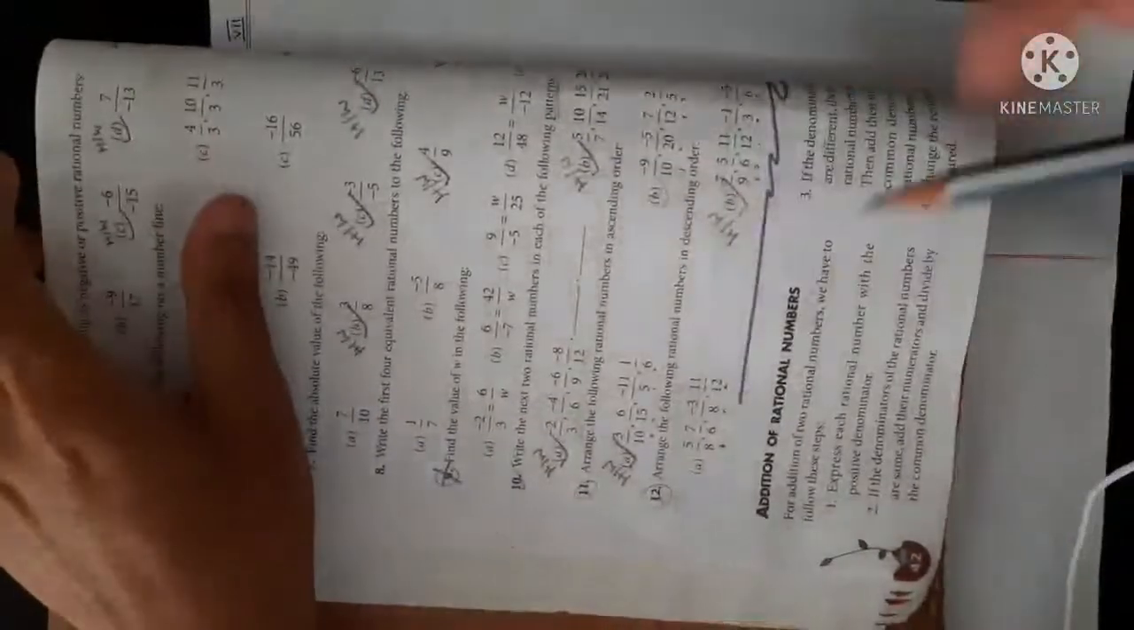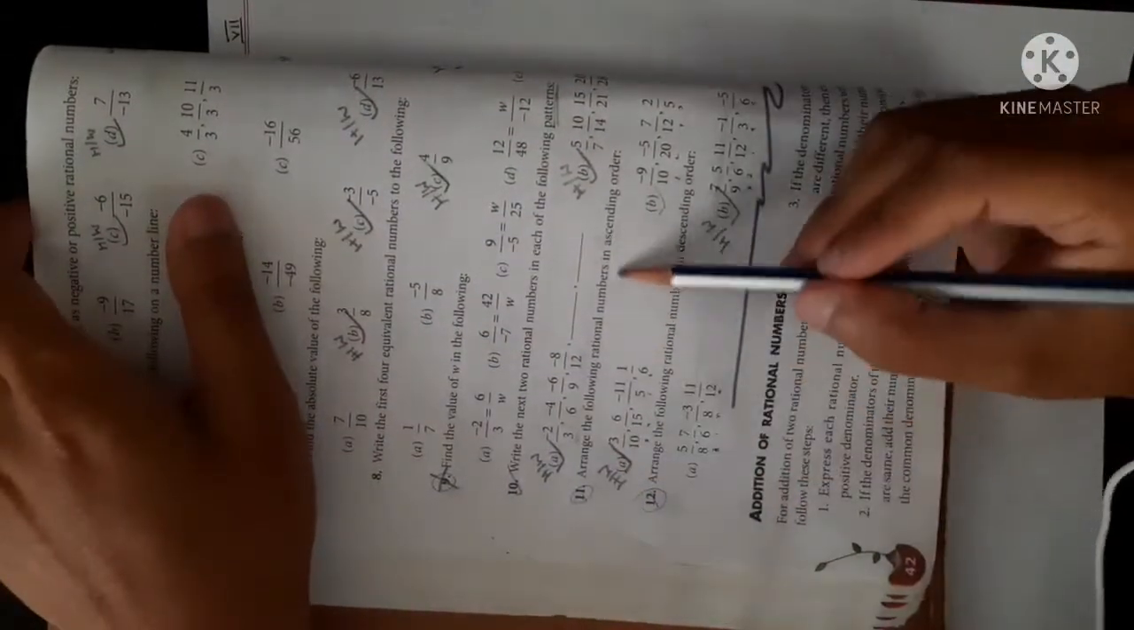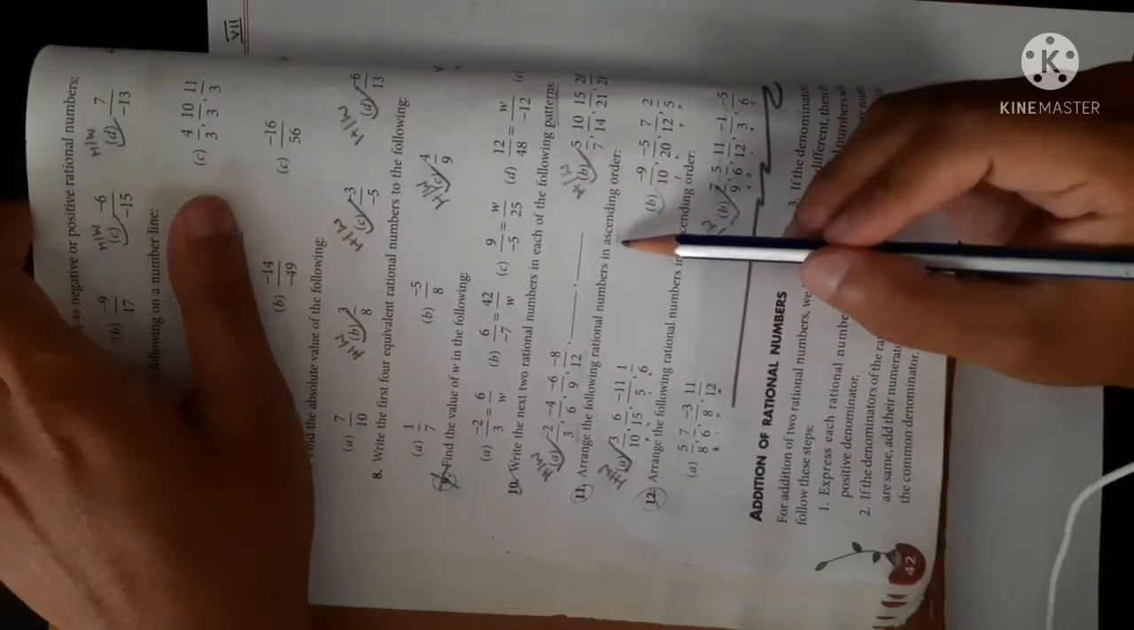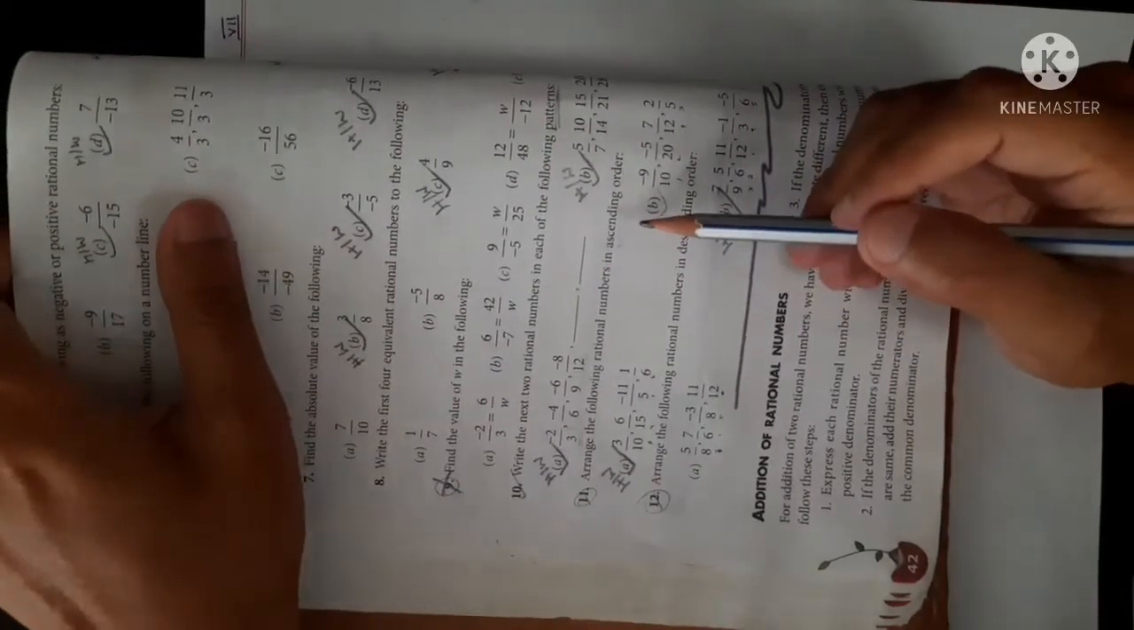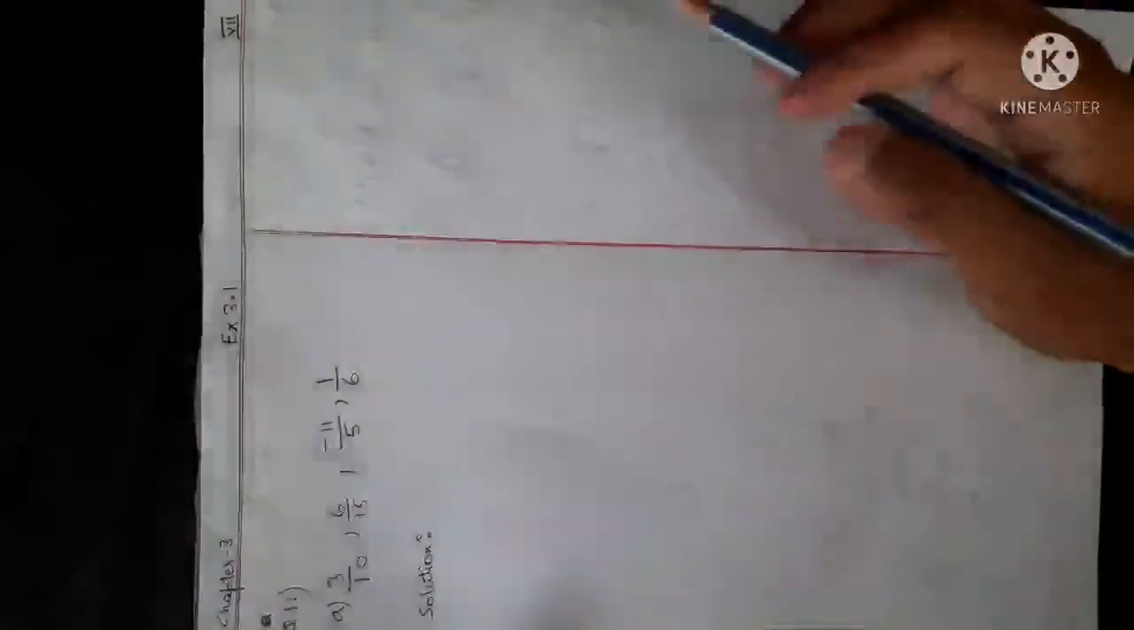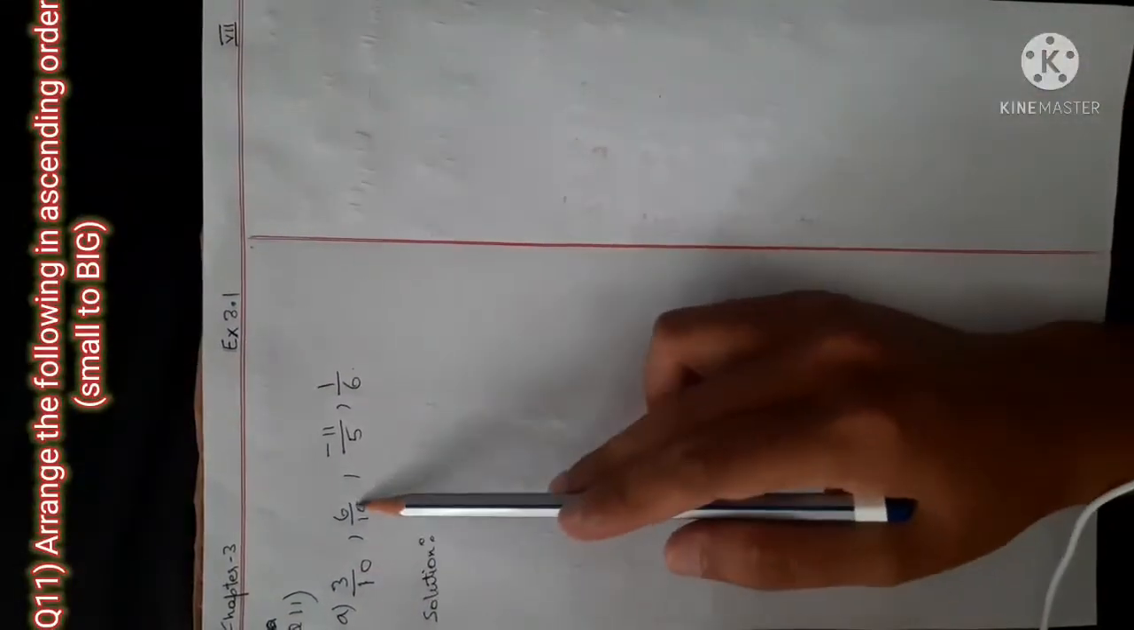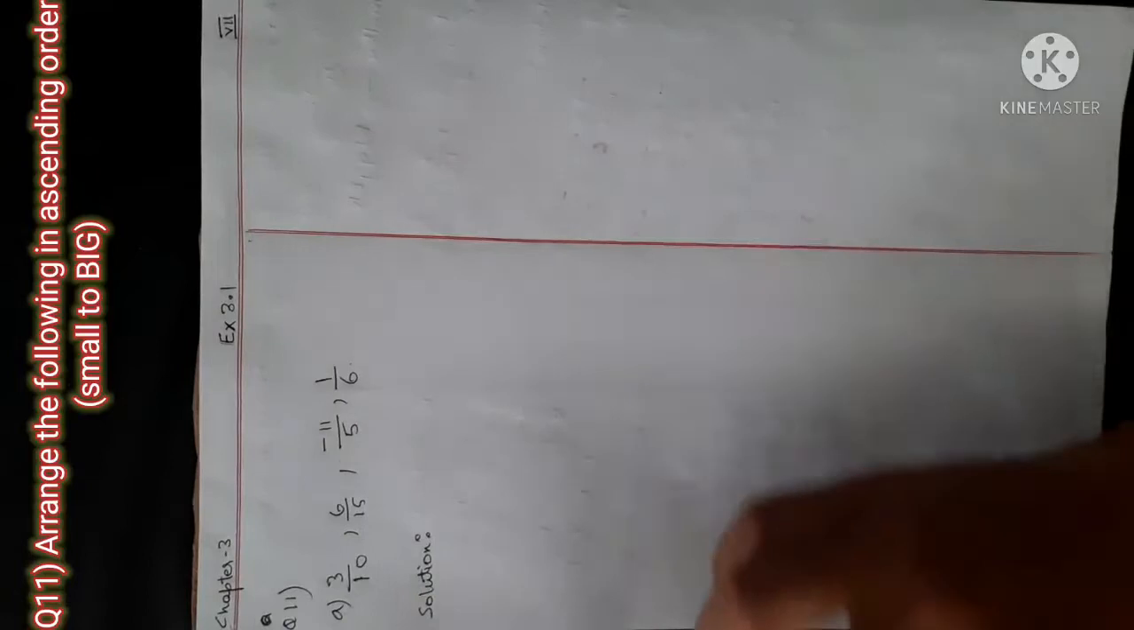Next question, let us do again question number 11a. We have to arrange in ascending order, that is from the smallest to the biggest. Question number 11a. So here we have 3 by 10, 6 by 15, minus 11 by 5, 1 by 6.